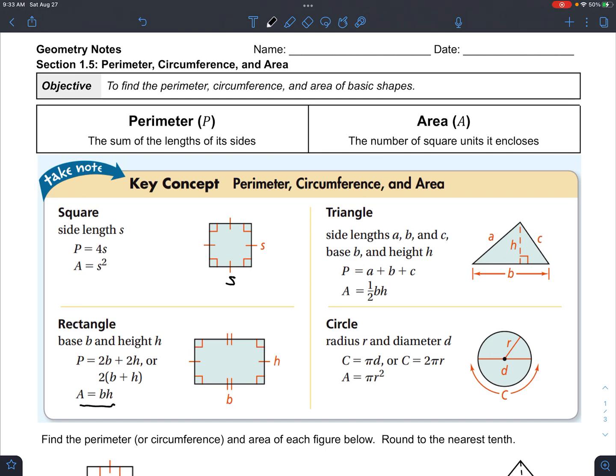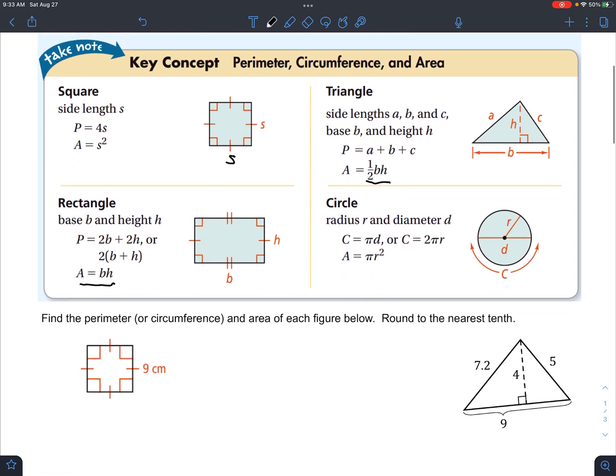Area of a rectangle is base times height. Perimeter is adding all of the sides together. Same for a triangle, but the area is 1/2 base times height. And that's because a triangle is half a rectangle. And then for a circle, the circumference is 2 pi r or pi d, and the area is pi r squared. So let's do an example of each.